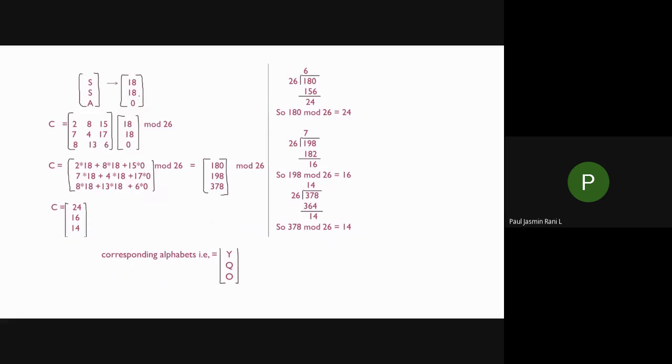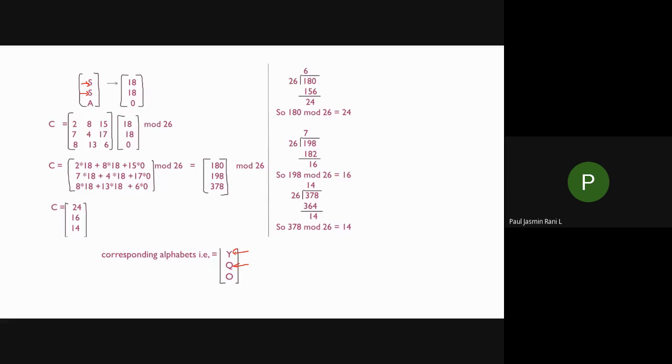So the next plain text is SSA. For this plain text SSA, the ciphertext is YQO. Remember this: when you get the same alphabet, here you have an S, and again you have an S, but for the same alphabet you'll be getting different ciphertext, isn't it? So for this S you are getting Y, and for this S you are getting Q.